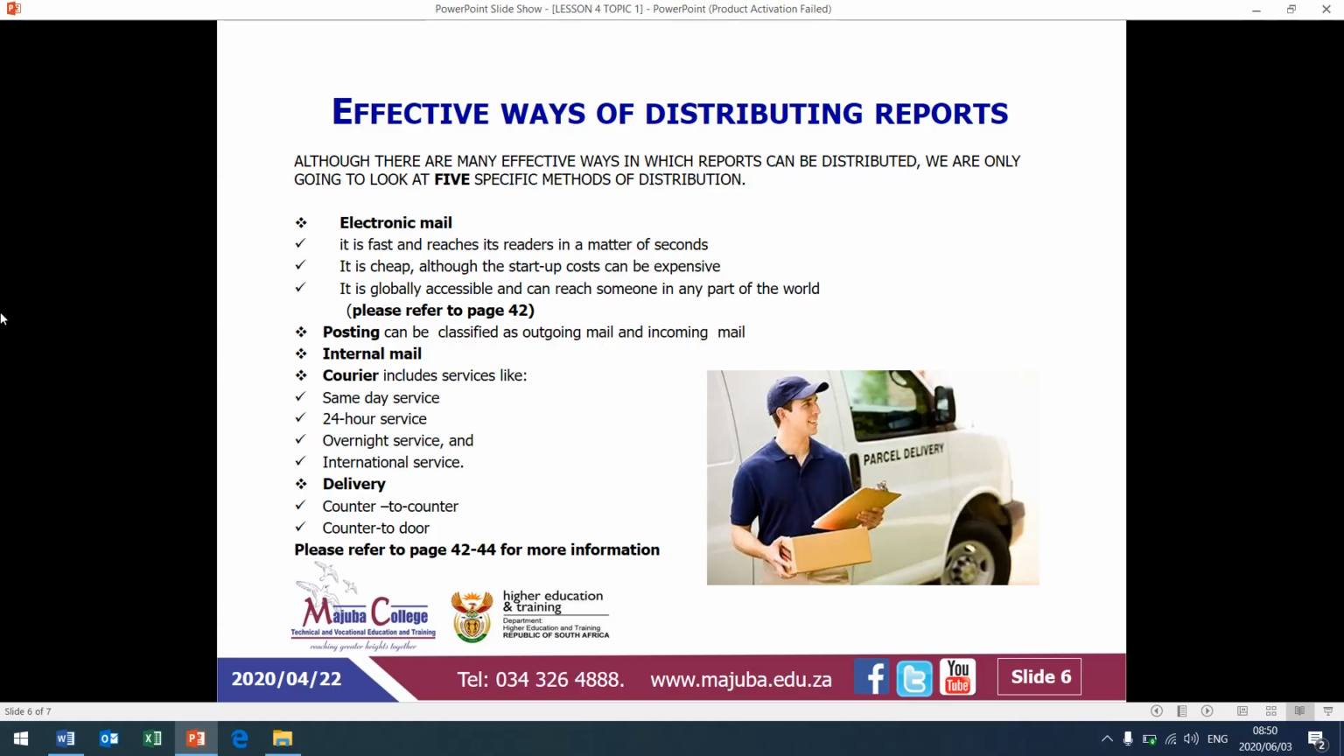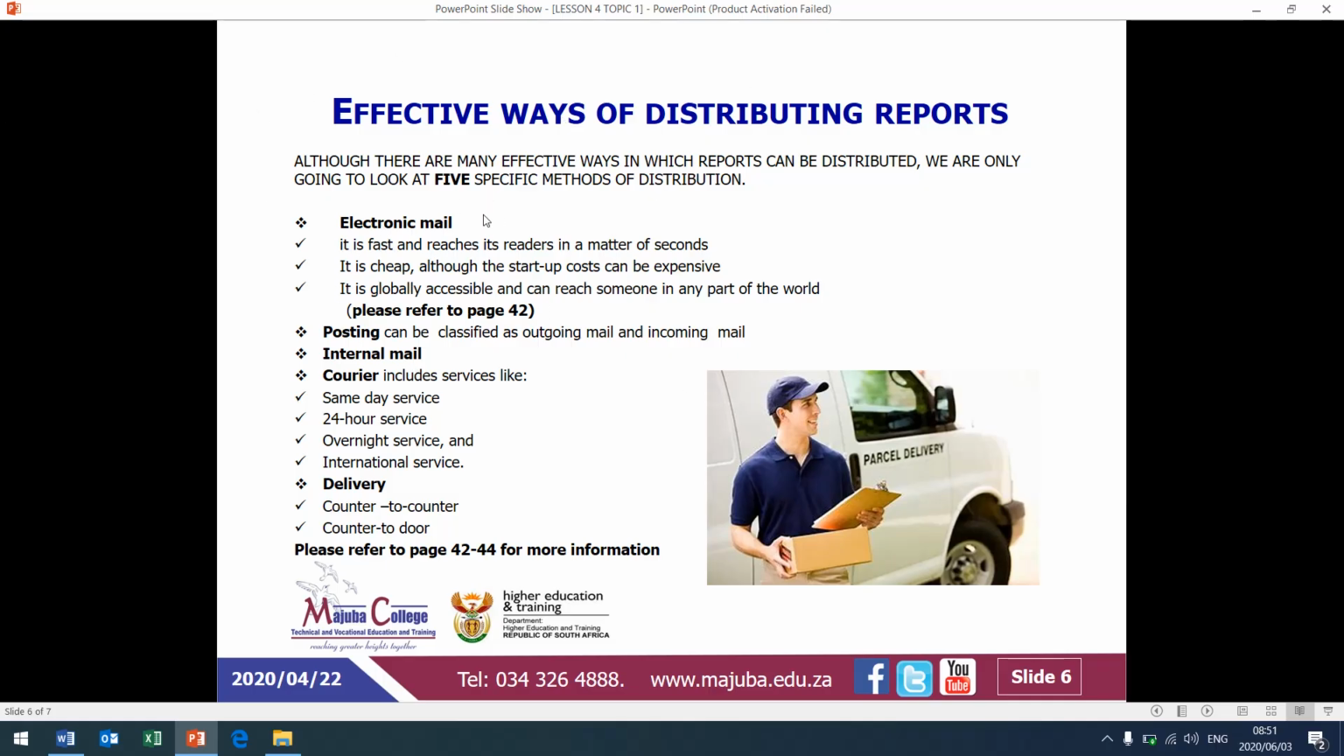Now you need to hand it over to a person. Remember in our previous lesson we learned about the different types of reports and whom they are intended for. So now in this stage you send it to the correct person or the relevant person. How do you send it? These are the distribution ways. Okay, you can send it.